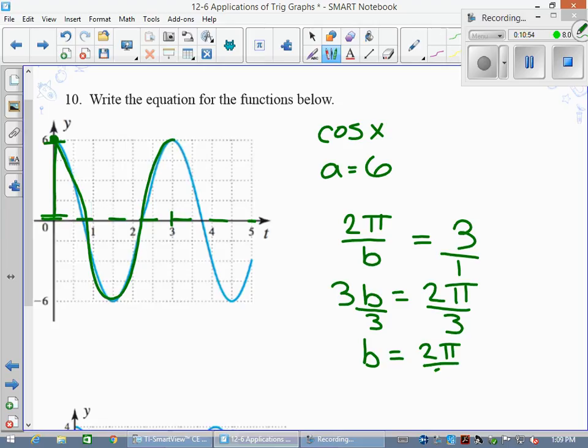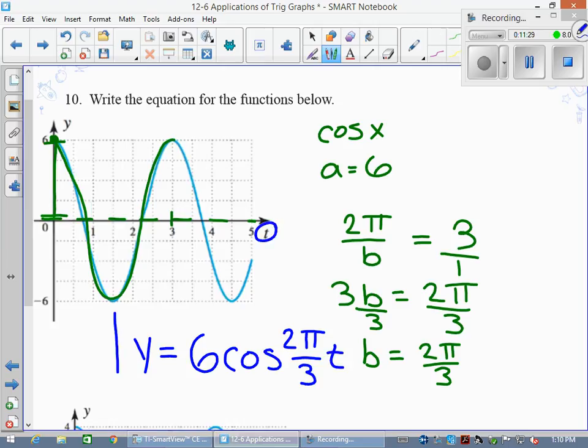Again, in this case, my x-axes are labeled with whole numbers, so my b value is going to be in terms of pi. Now, when I write this together as my equation, I know that it is a cosine graph. So I'm going to have y equals, my amplitude goes in front, so that is 6. I know it is a cosine, and my b value is 2 pi over 3. And this graph is in terms of t, so instead of x, I'm just going to put a t. And this is my equation for 3.